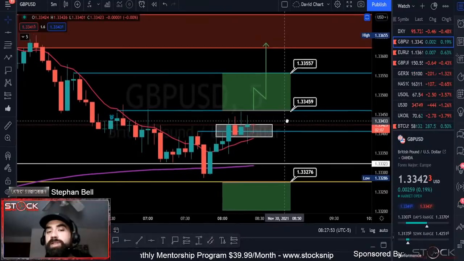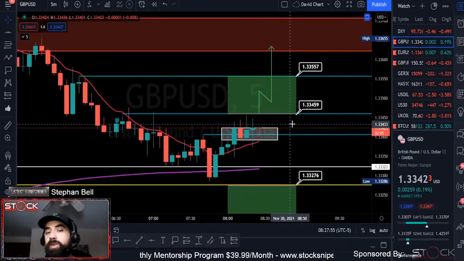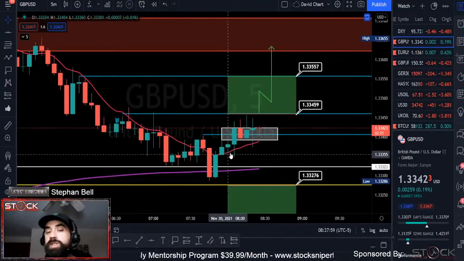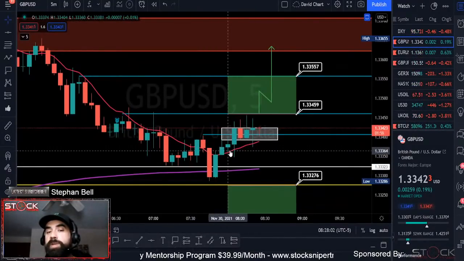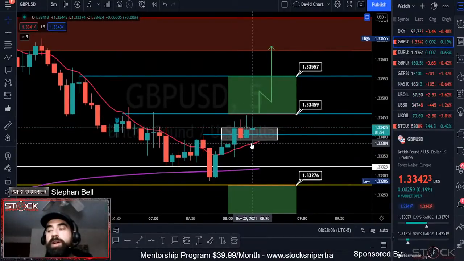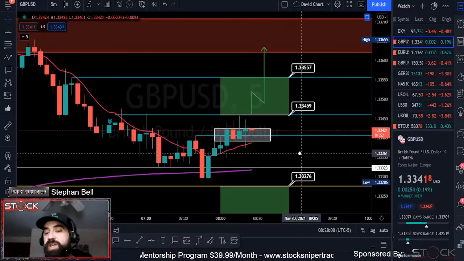All right, so guys, this is a nice area of ranging. That's all you can say. You can see it's holding above the 9. Every time it goes to break, it pushes right back up. Okay, pushes right back up. Not much volume just yet.